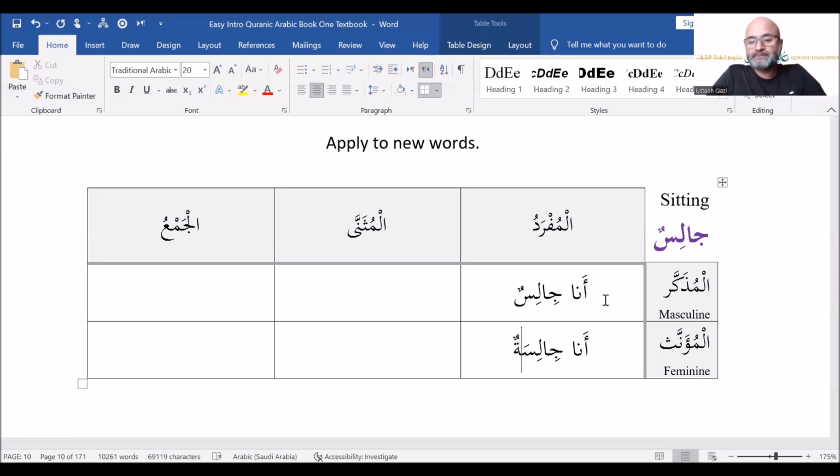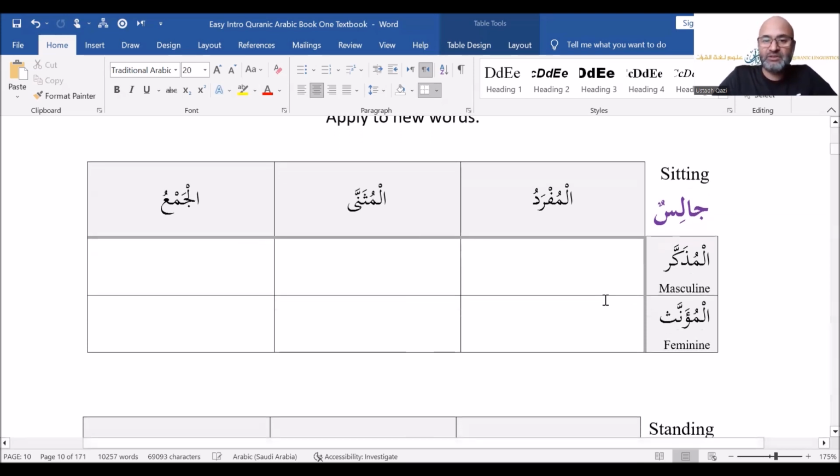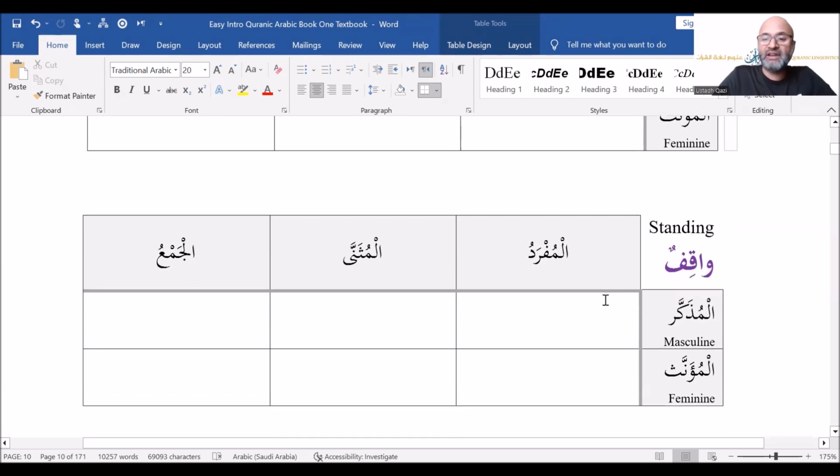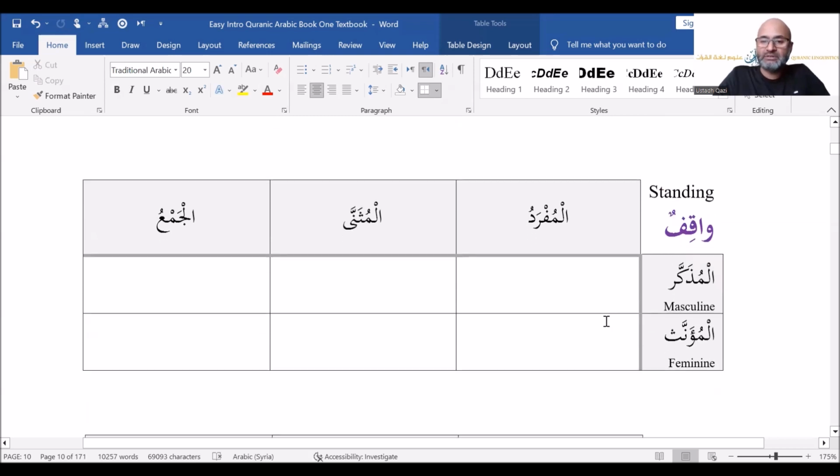Okay. So complete this and then check the answer keys to see if you got it all right or wrong. If you didn't get it right, or if you're not sure why you got it wrong, make a comment and I'll be happy to explain. Waqifun means standing. So you say, ana waqifun, I am standing.